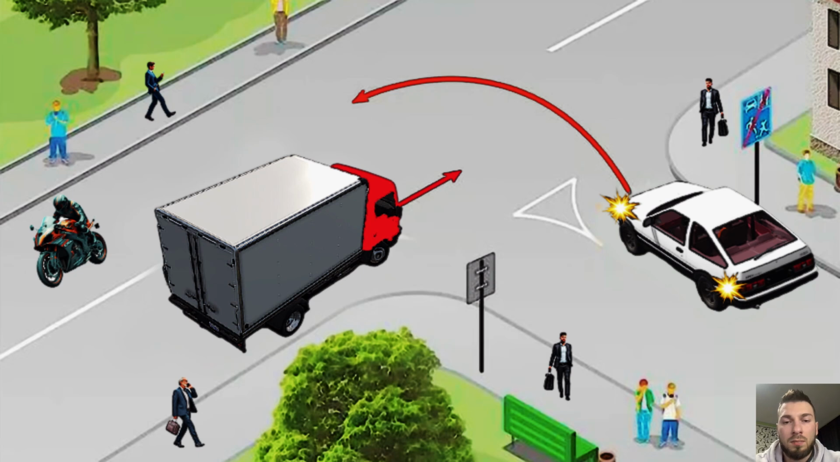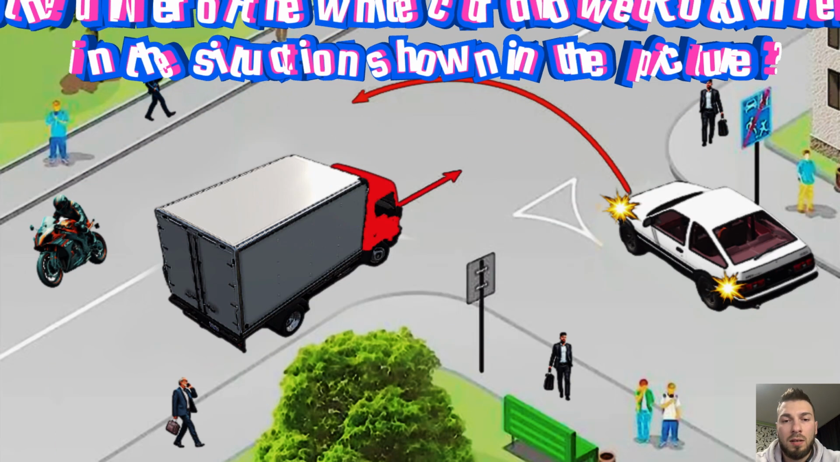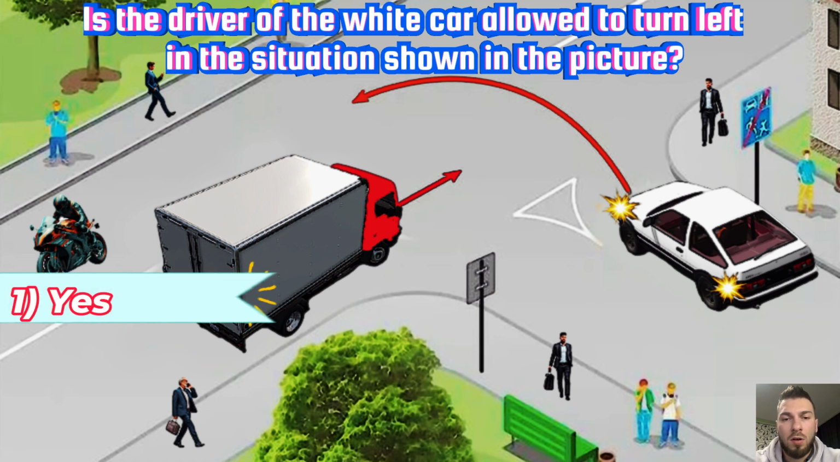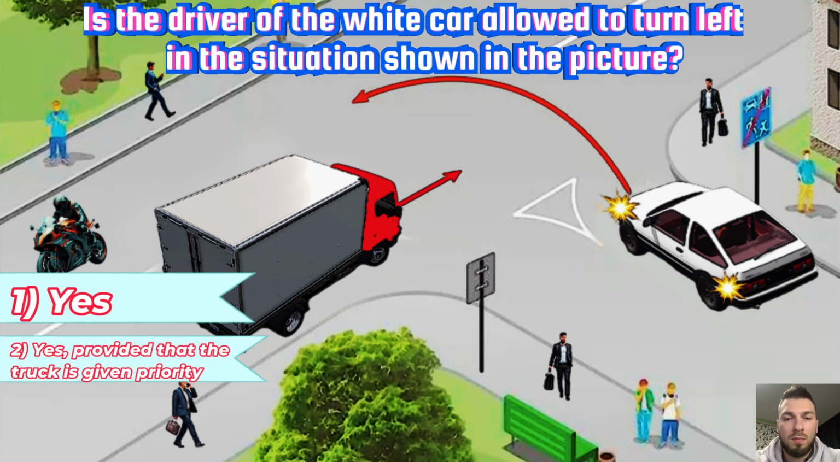Traffic rules test. Is the driver of the white car allowed to turn left in the situation shown in the picture? Answer options. 1. Yes. 2. Yes, provided that the truck is given priority. 3. No.